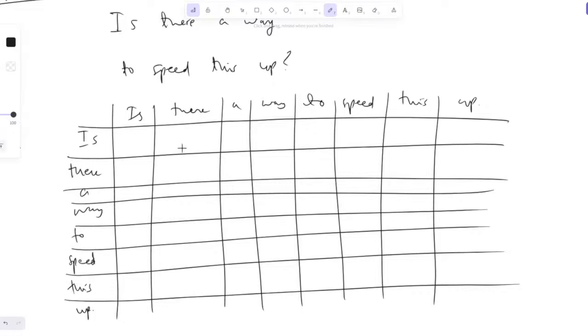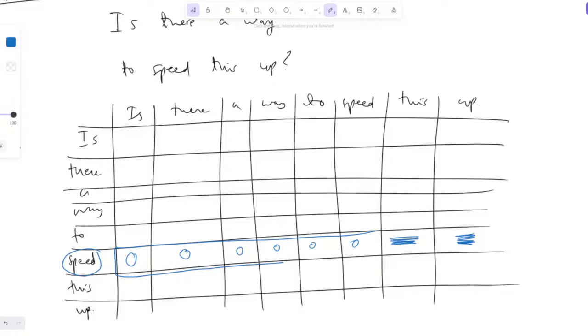Let's look at one of these words, speed. If I take the first word, is, I get the relation between is and speed. I take the second word, is there, I get this relation. I'm getting these relations, I go all the way to speed. Now what happens if I ignore this word and ignore this word?